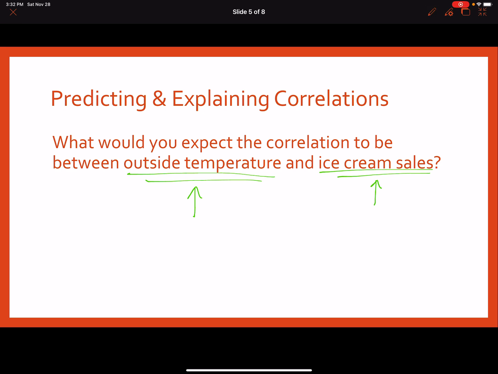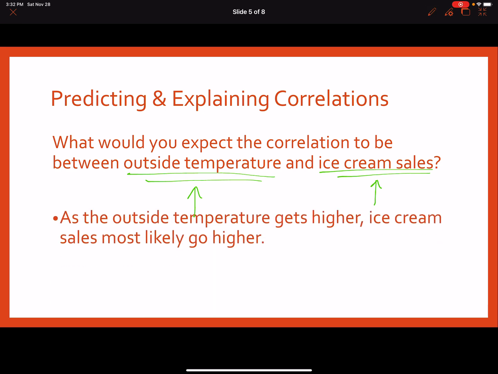So if we have that type of relationship, then we're going to see a positive correlation. So as one variable is increasing, the other variable is also increasing. So if we were to graph that, think about the direction that our points would occur in for our x and y.